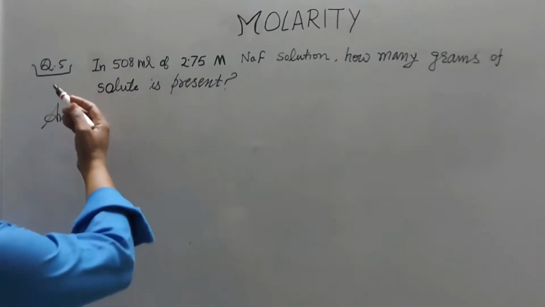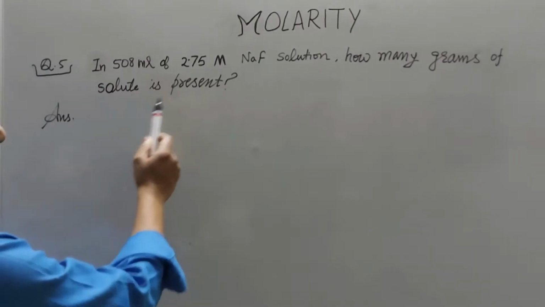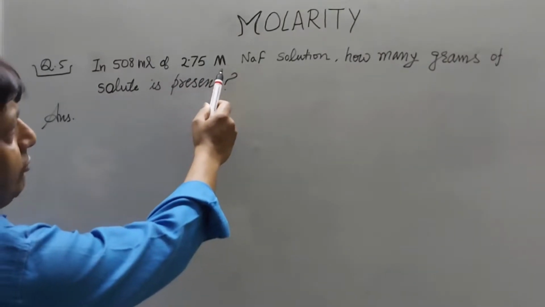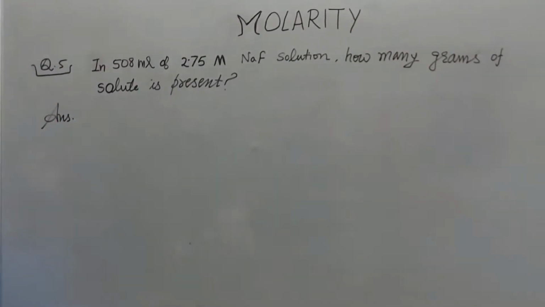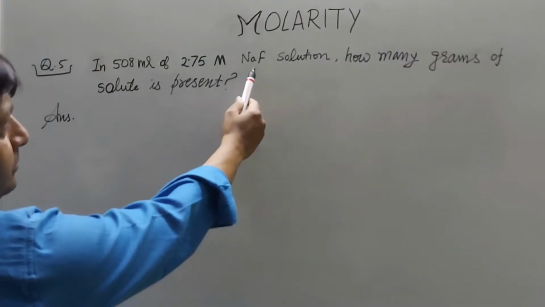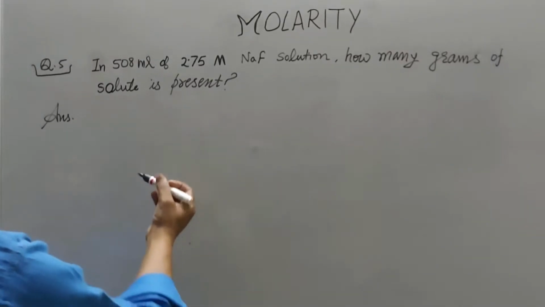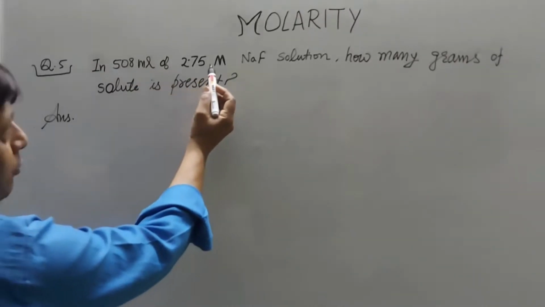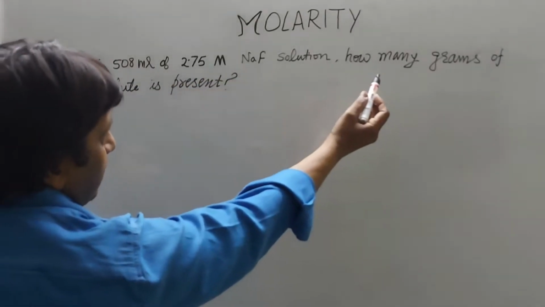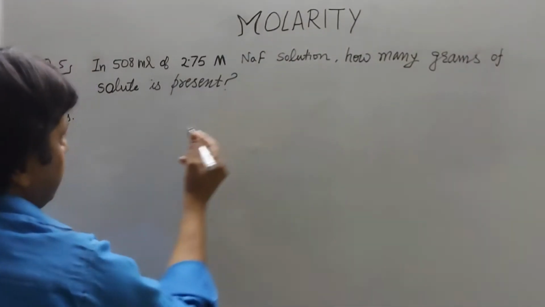The next question is based on molarity. In 508 mL of 2.75 molar NaF solution, how many grams of solute is present? Naturally, sodium fluoride is the solute and water is the solvent. We are given the volume of the solution and the molarity of the solution, but we have to find the mass in grams.